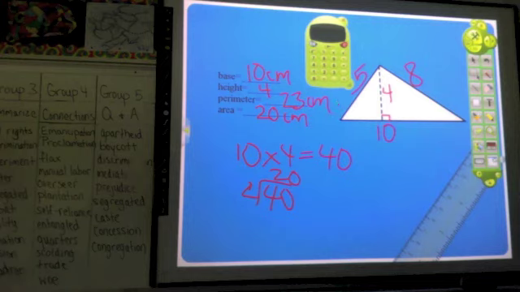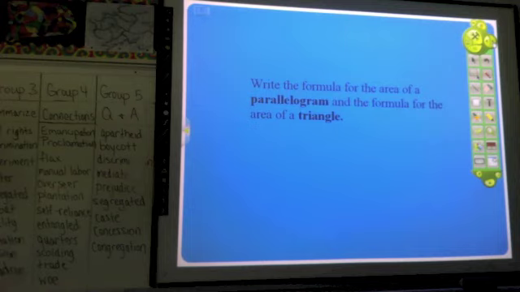Okay, let's move on to your practice problem for this evening. Your practice problem tonight, all you have to do is write down the formula for the area of a parallelogram and the formula for the area of a triangle. Be prepared to explain these formulas to your table group and also be able to explain how these formulas relate to one another. How do we use the area of a parallelogram to find the area of a triangle? And how can we use the area of a triangle to find the area of a parallelogram? Good luck!